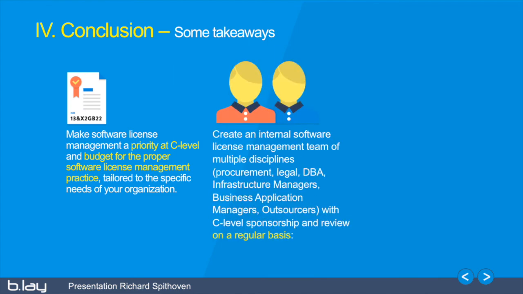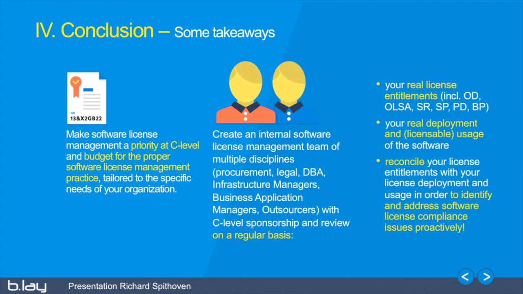So some takeaways for the people here on this call today. My takeaway, the most important points that I would want to raise is that for every end user organization, make sure that your software license management activities are going to be prioritized at C-level, and make sure that you budget for the proper software license management practices that are tailored to the specific needs of your organization. And in order to give you a certain direction, for example, Gartner says that approximately 10% of the software maintenance that you're paying on a yearly basis to your enterprise software vendor should be budgeted in order to apply proper software license management.